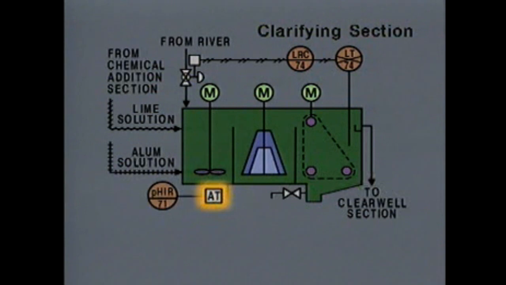This symbol represents an analyzer transmitter. It measures the pH of the water in the flash mixer. We can tell that it measures pH because it's connected to this pH indicator recorder. The mixture of water and chemicals in the flash mixer overflows a weir and enters the flocculation basin. In the flocculation basin, the water and chemicals are stirred gently by this large mixer. Here, the clumps of solid material grow larger.